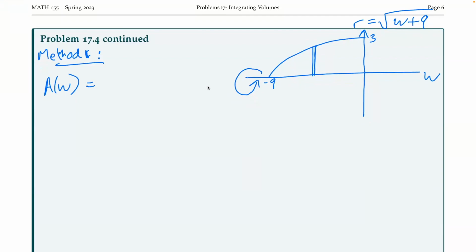Okay, our cross-sectional area is going to be pi r squared. And we know what our r is because we're given an equation for it. Okay, so we had an equation for W in terms of r. So we can get r in terms of W just by rearranging. And then we just substitute this in here. So our cross-sectional area at a given point W, as we flip this on its side, it's going to be pi r squared. R is the square root of W plus 9. So R squared is just going to be W plus 9.